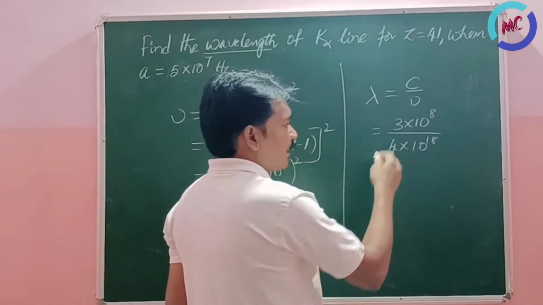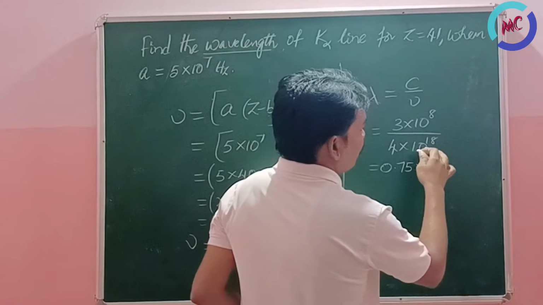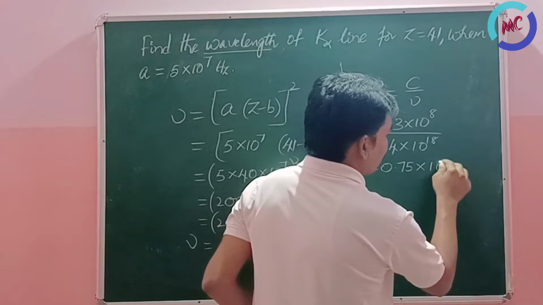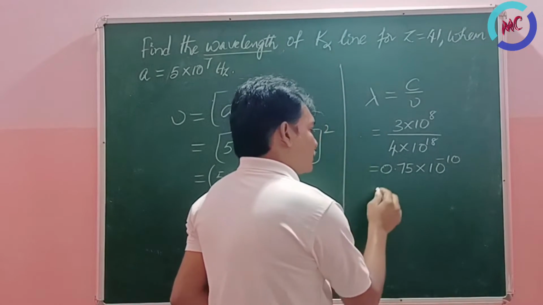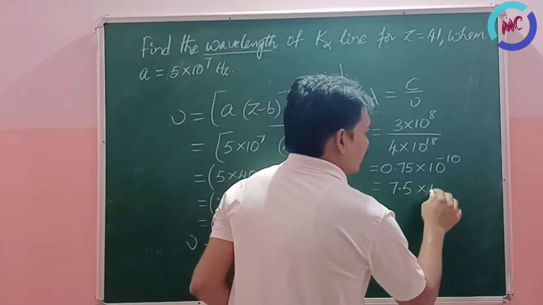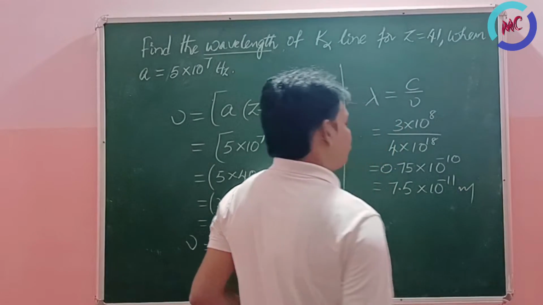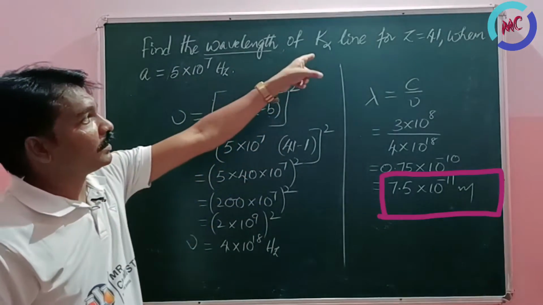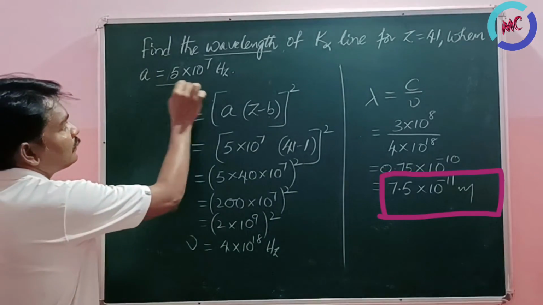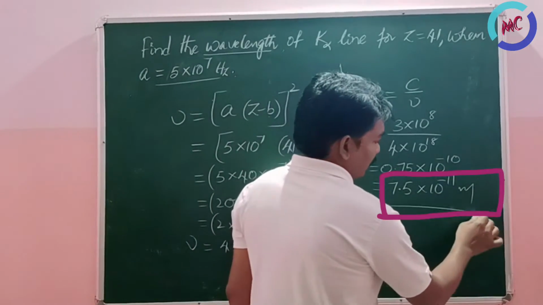If we simplify this one, 3 by 4 is equal to 0.75, and here 10 to the power of 18 will move to the numerator and become 10 to the power of minus 18, then we will get 10 to the power of minus 10. See here, if you write this as 7.5, then it becomes 10 to the power of minus 11 meters. The wavelength of K alpha line for atomic number 41 when A value is equal to 5 into 10 to the power of 7 hertz is 7.5 into 10 to the power of minus 11 meters.